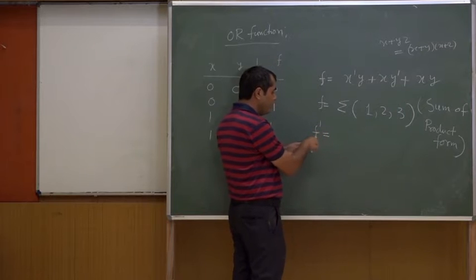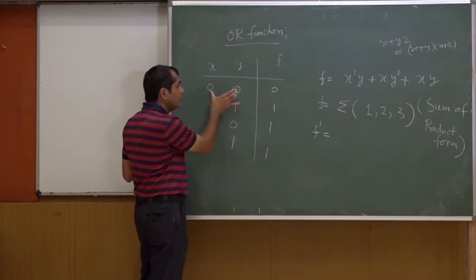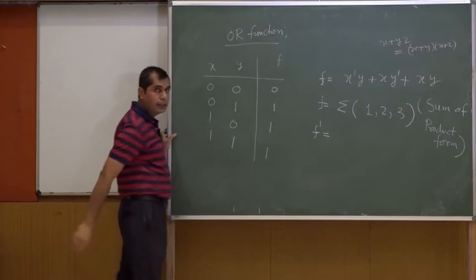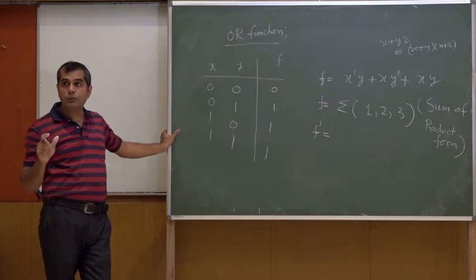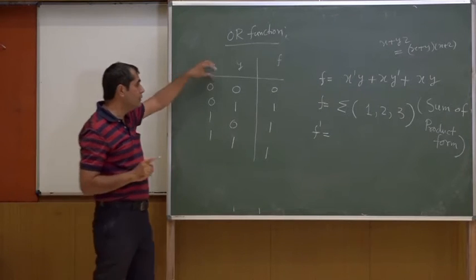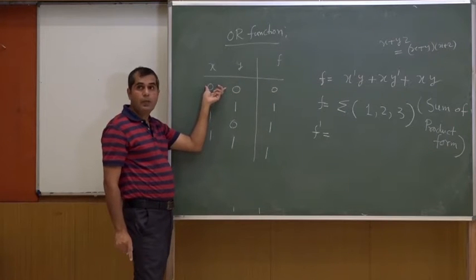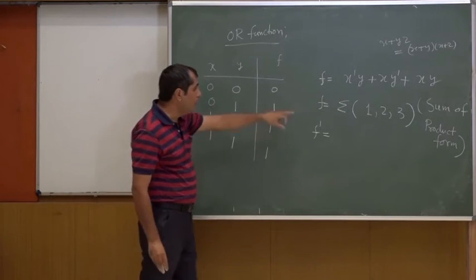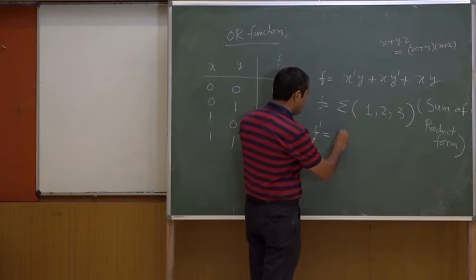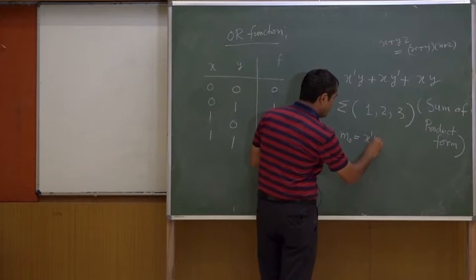When I have to write the complement of a function, what should I do? I should find out the min terms which result in a zero output. I will collect only those min terms which give rise to zero at the output. Getting my point? So in this case, you see there is only one min term which is giving 0 at the output, and that is x bar y bar. So the complement of this function, f dash, is simply m0, or it is x bar y bar.